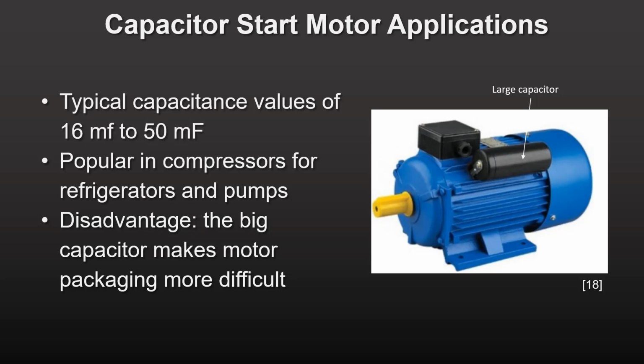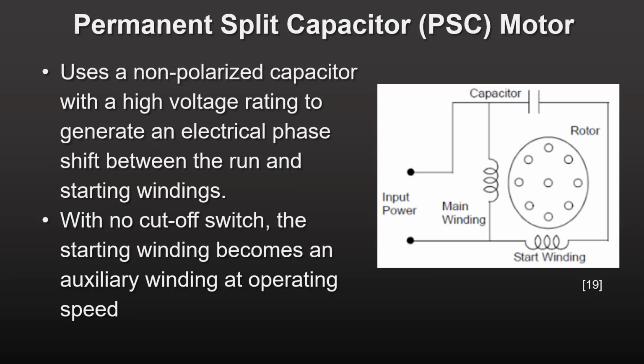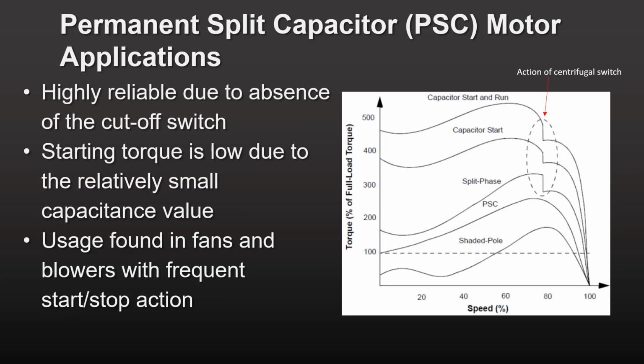One modest disadvantage is that the big capacitor takes up some space and makes the motor difficult to package in a machine. The permanent split capacitor motor uses a lower value capacitor with a high voltage rating to generate the phase shift between the run and start winding. With no cutoff switch, the starting winding becomes an auxiliary winding at operating speed.